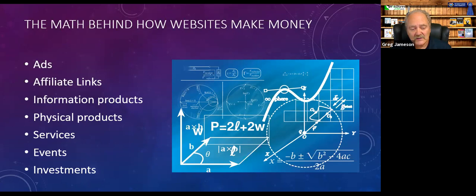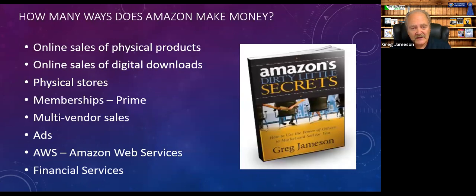Now, if you look at my very first book here called Amazon's Dirty Little Secrets, one of the things I was telling people to do was to basically emulate Amazon, do the marketing things that they're doing in order to market your own website. But if we take that a step further and look at how many ways Amazon makes money, we can see that Amazon has multiple streams of income on their website.